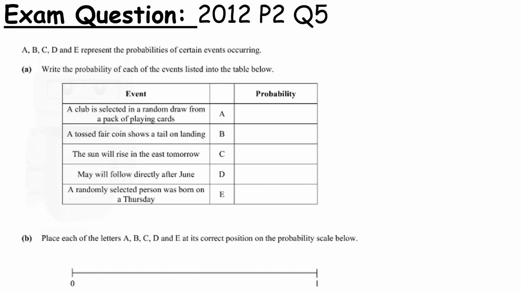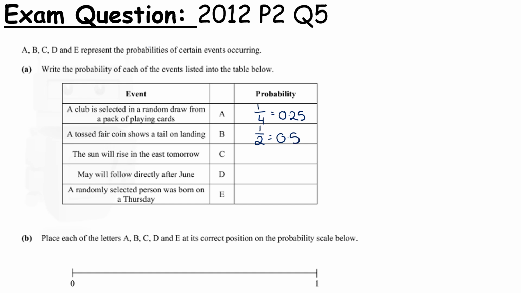Okay, so a club is selected at random from a pack of playing cards. There are 4 suits in every pack of cards, so this is going to be a 1 in 4, or if it makes it easier for the number line, we could write that as 0.25. A tossed fair coin, there's our word fair again, shows a tail on landing. So that's a 1 in 2 chance, so 0.5.